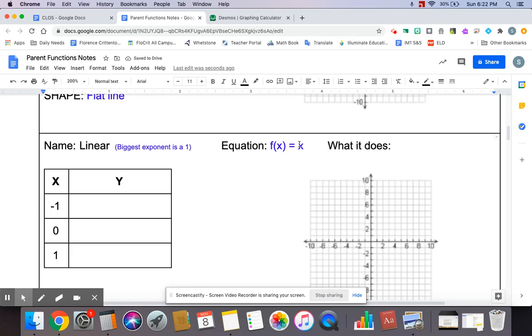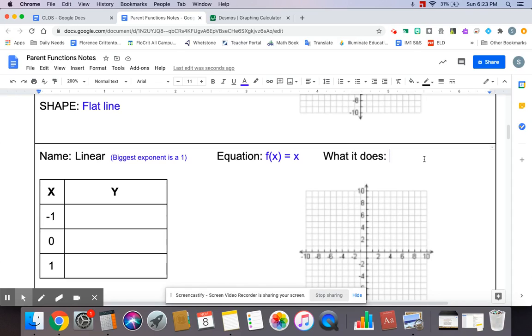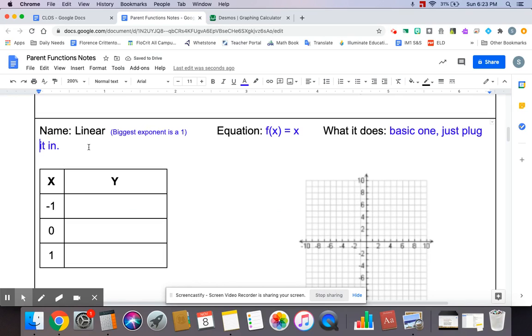Other ones in the linear family can have numbers in front of that x. There can be things being added onto the x, and it's still linear. But the basic parent function is when it just equals x. So when you plug a number into that x, for what it does, this one's the basic one. You just plug it in, and then you just end up doing whatever's around it, because there's no special instructions for linears.